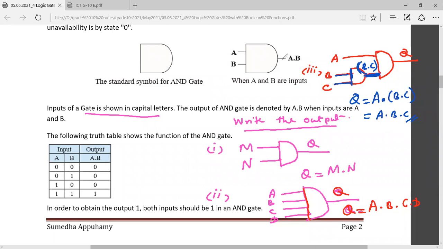Sir, what answer should we write for those types of questions? Both are correct. Okay, sir.